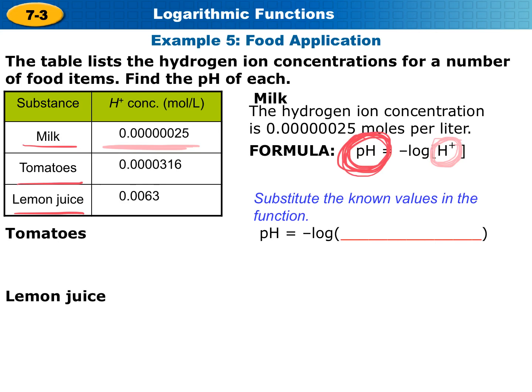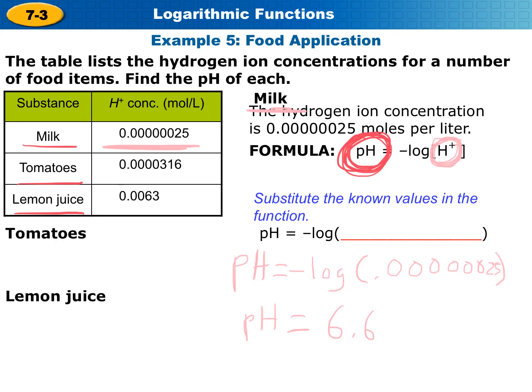For tomatoes, well, actually we'll start with milk. For milk, we're going to take negative log, and then we're going to put in 0.000, looks like there's 3 more zeros there, 25. Put that in our calculator, and we'll find out the pH of milk. After typing that in, I got a pH of 6.6.